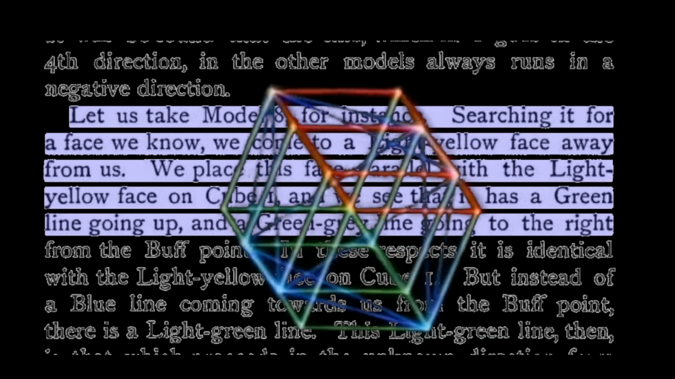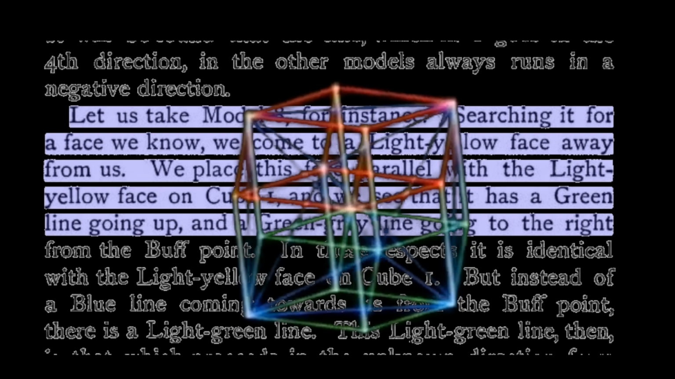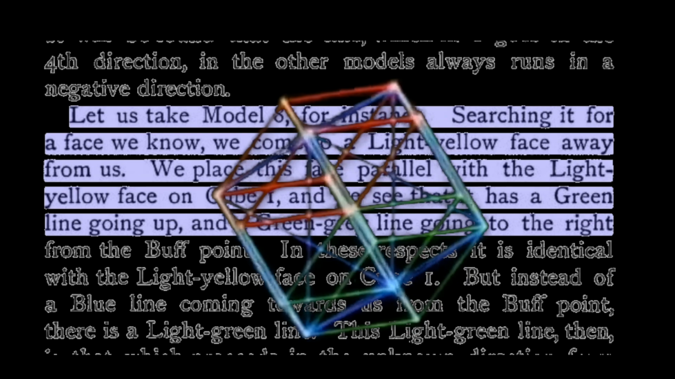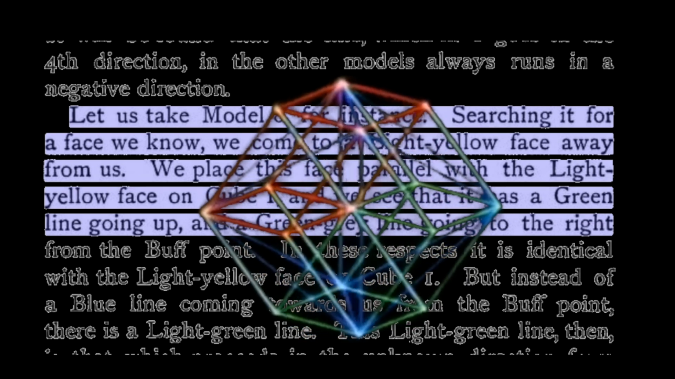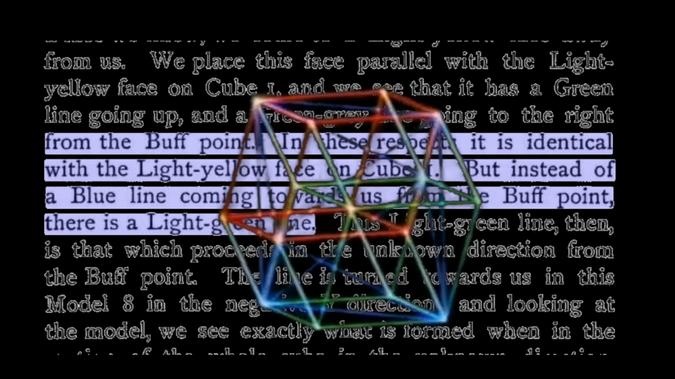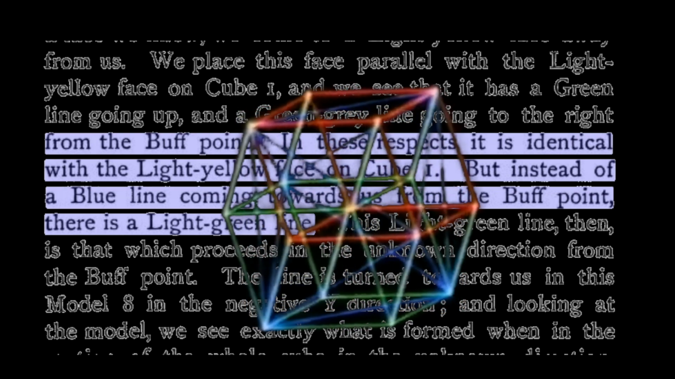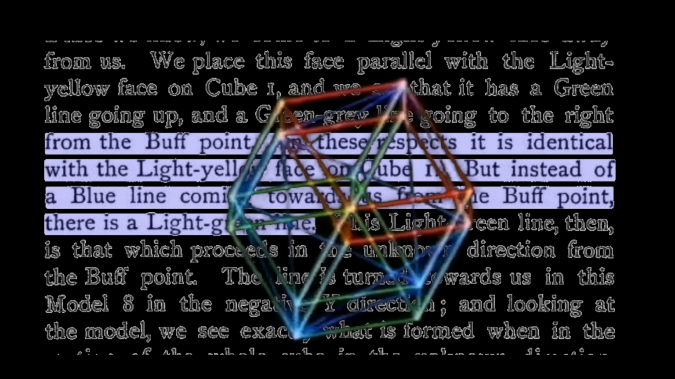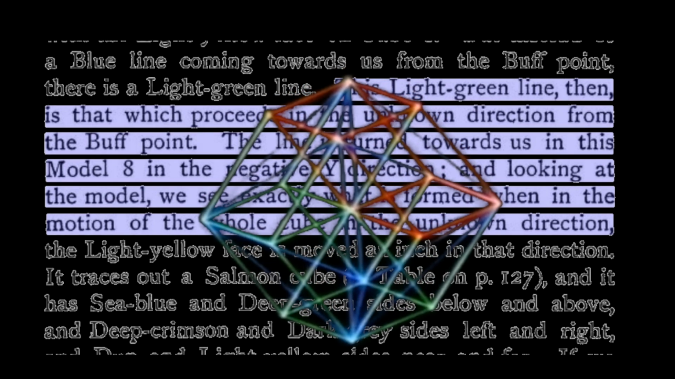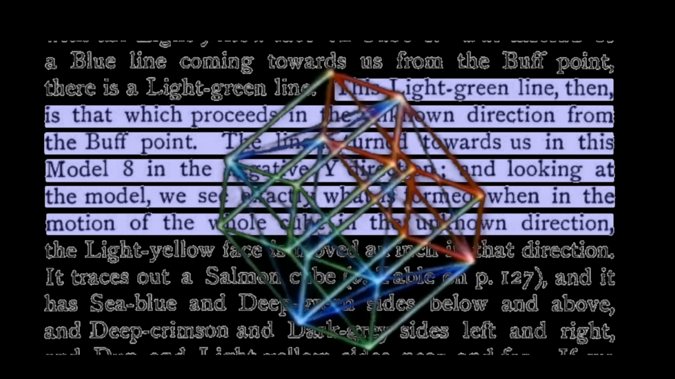Let us take model 8, for instance. Searching it for a face we know, we come to a light yellow face away from us. We place this face parallel with the light yellow face on cube 1, and we see that it has a green line going up, and a green-gray line going to the right from the buff point. In these respects it is identical with the light yellow face on cube 1. But instead of a blue line coming towards us from the buff point, there is a light green line. This light green line, then, is that which proceeds in the unknown direction from the buff point.